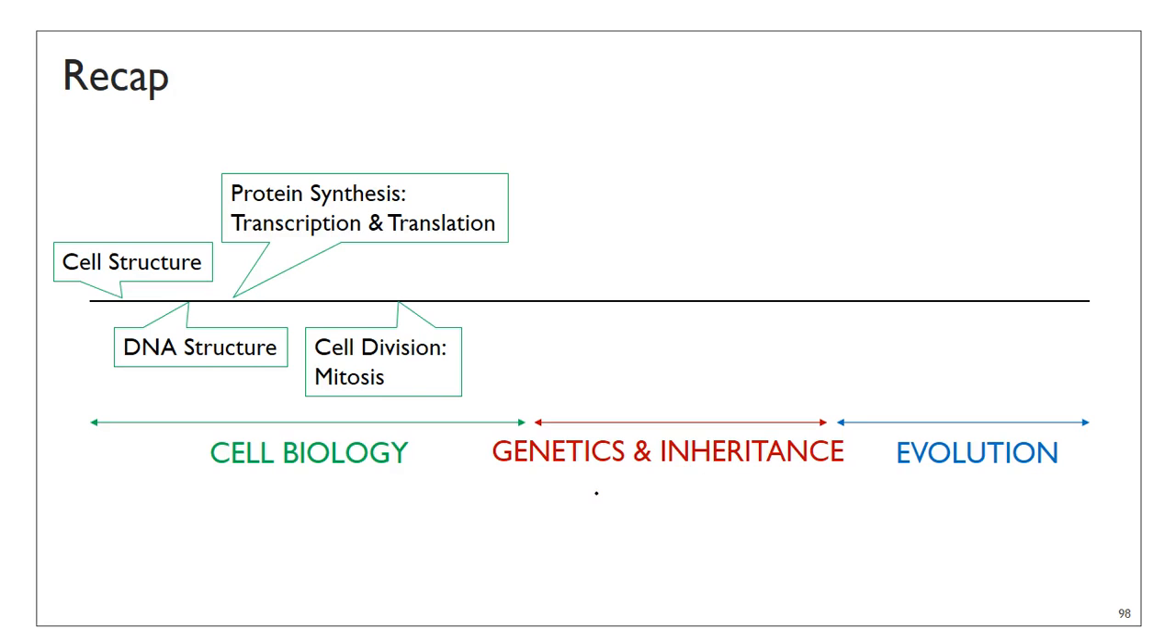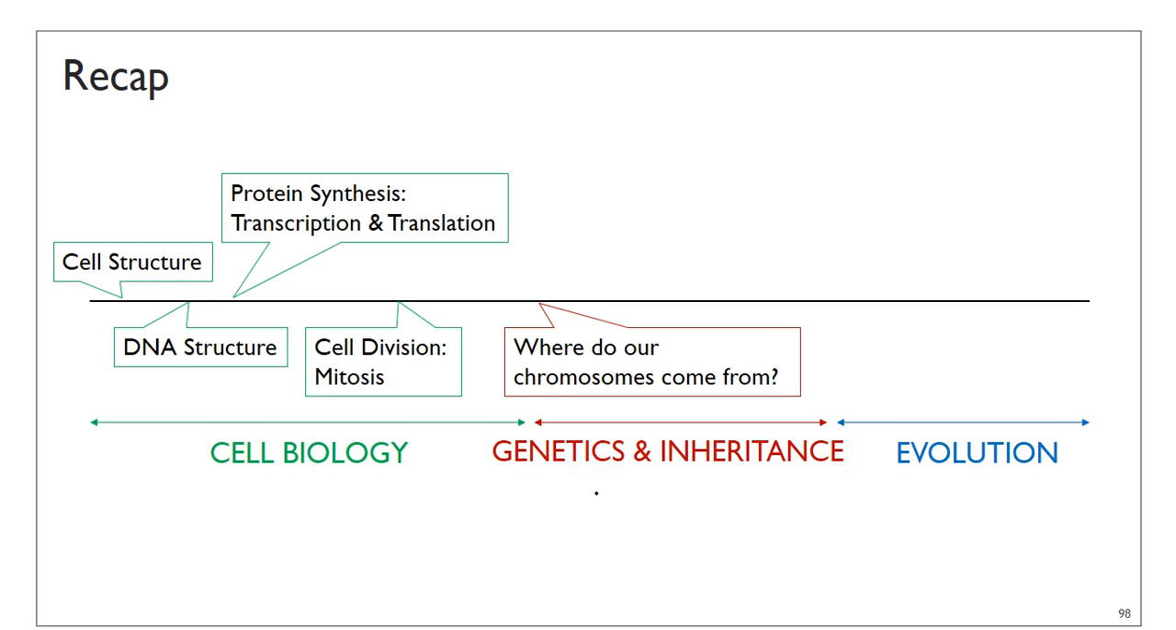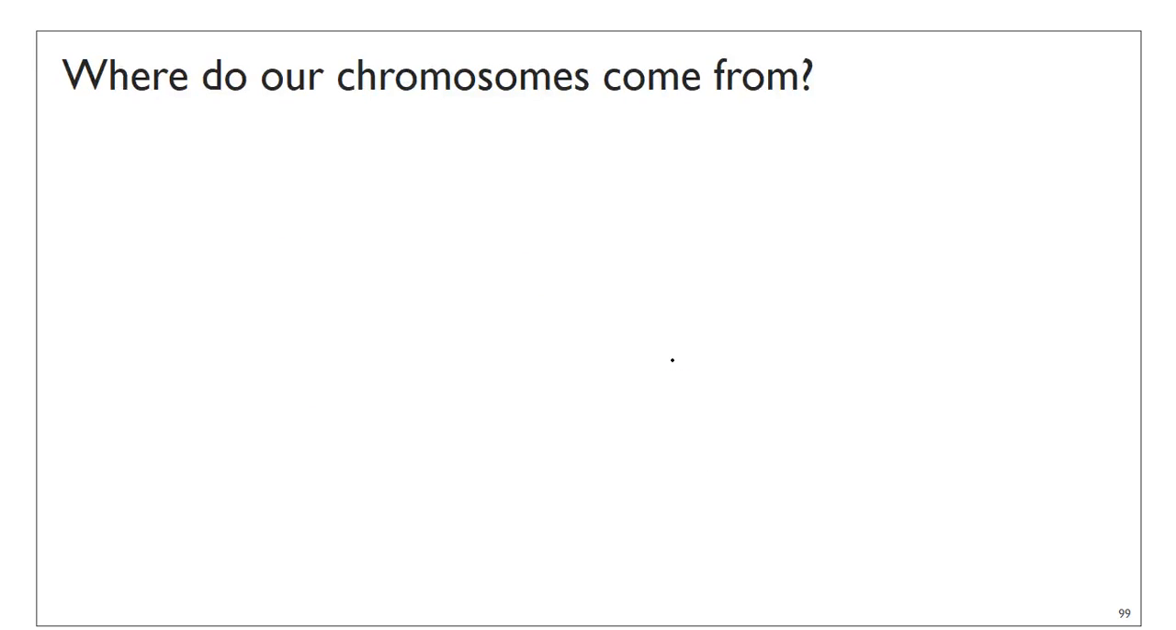So this lesson is going to be the start of genetics and inheritance. And essentially, you need to be able to answer the questions of where do your chromosomes or your DNA come from, and how do you produce gametes? And the process is meiosis. So these will be the agendas for today's lesson. So let's just start with this question. Where do our chromosomes come from?